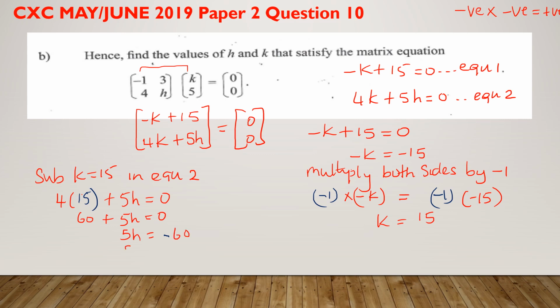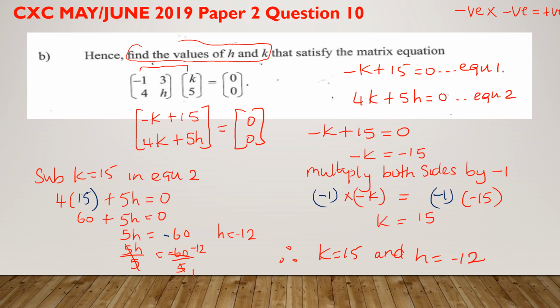I'm going to divide both sides by 5. Cancel. We're going to get H is equals to 5 into 5 is 1. 5 into -60, we're going to get -12. So H is -12. Therefore, the answer is K is 15 and H is -12. We were asked to find the values of K and H. So that's the final answer.